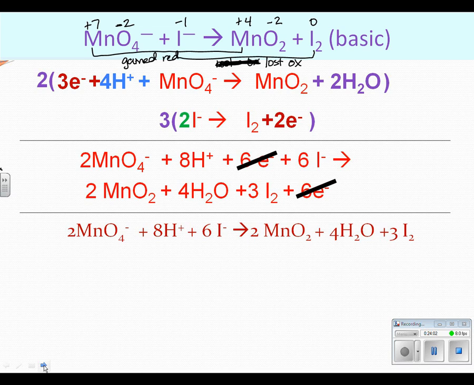And if you go back to our rules again, it says on number 9 that if it's in basic, we're going to have to add hydroxide ions to both sides to cancel out the hydrogen ions. All right, well, to cancel out hydrogen ions, on the reactant side I'm going to need 8 hydroxide ions. When I do 8 hydroxide ions, that's going to be 8 waters, really. So I'm going to add 8 hydroxides. When I do that, I'm going to add the same amount on the other side.